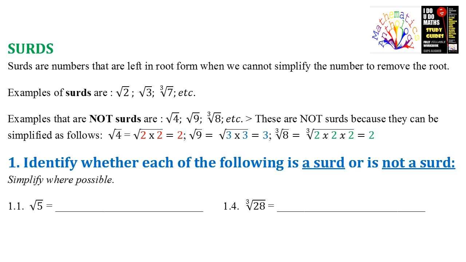So let's identify whether the following is a surd or if it's not a surd. So the square root of 5, is this a surd or is this not a surd? The square root of 5 is a surd because we cannot simplify it any further.